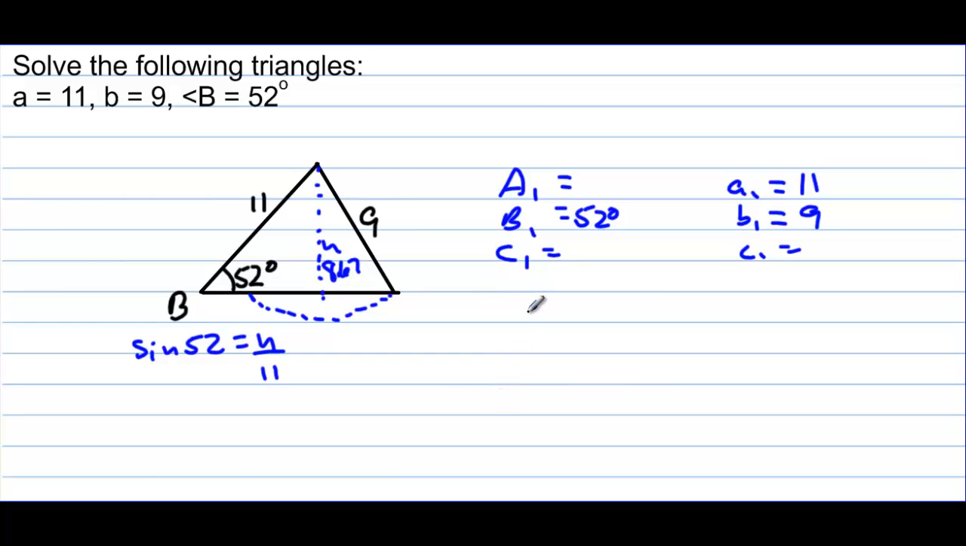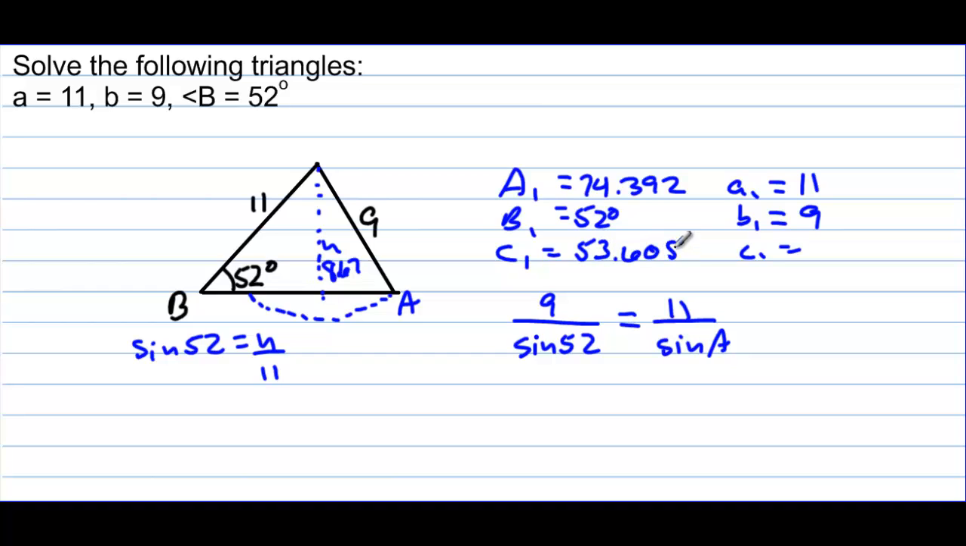Our first step is, what are we going to do here? We can solve for A, which is 11. We have 9 over the sine of 52 equals 11 over the sine of A. So 11 times sine of 52, we'll divide that by 9, take the inverse sine of that answer, and A is 74.392. Now if I add 52 to that, subtract it from 180, C is 53.608.